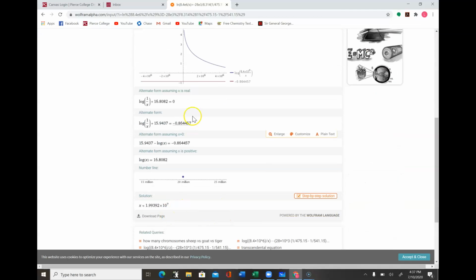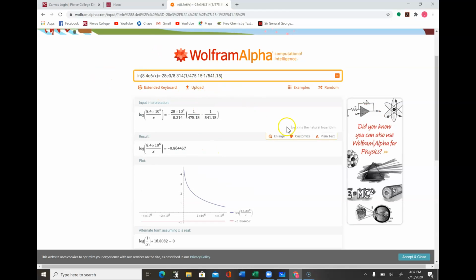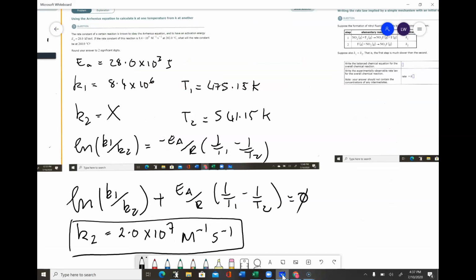So 2 ways of solving these problems. I really like Wolfram Alpha. It's arguably a little easier than the calculator. We got the same answer both times. Okay, so 2.0 by 10 to the 7 per mole per liter per second.